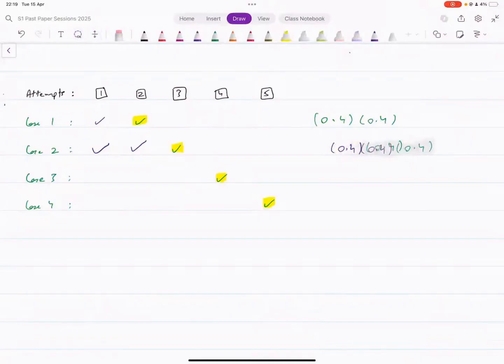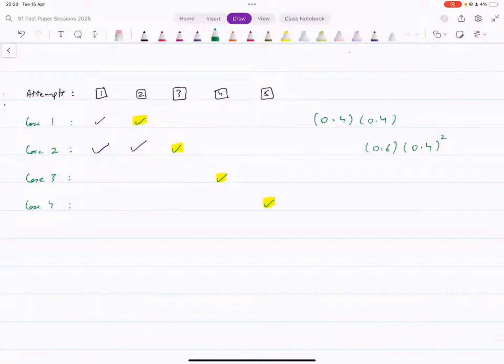Let me write it like this. We have two successes in total. So for the rest of them, we're going to get something like this. If we are making 3 attempts, that means there are 2 successes and 1 failure. So we can do it like this. This is 0.4 squared because we're getting 2 successes, and 1 failure, that's 0.6.